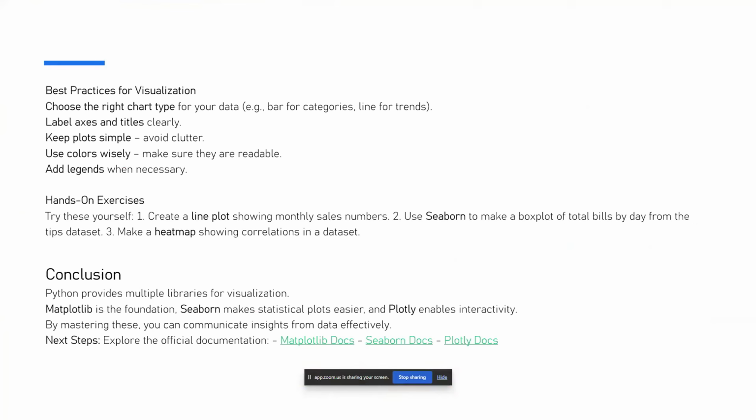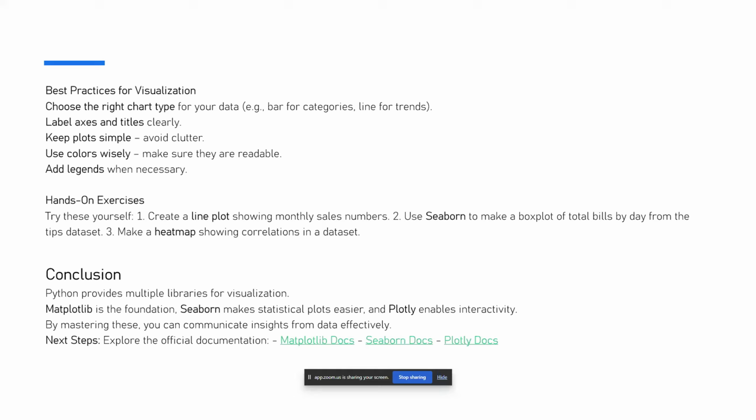Okay, so for the best practices for visualization, there are a number of things that you can follow. For example, you have to choose the right chart type for your data. So, for example, use bar for categories, line for trends, and then label the axis and titles clearly so that it's understandable what those are. And then also keep the plots simple. Try to avoid clutter so that it's easy to understand, and also choose colors wisely so that they're readable and have a good contrast. And if you need, then you can add legends.